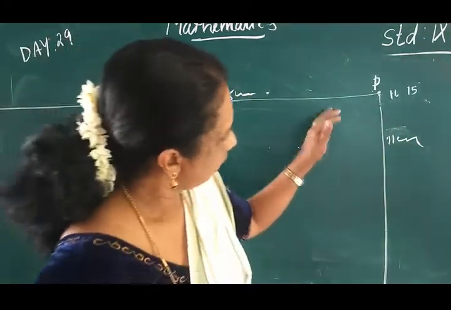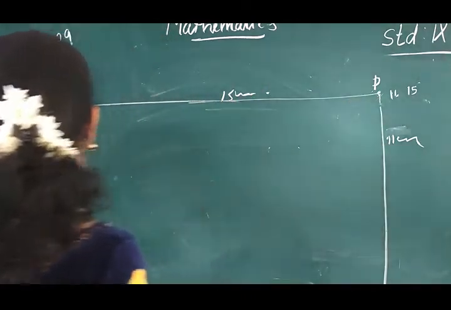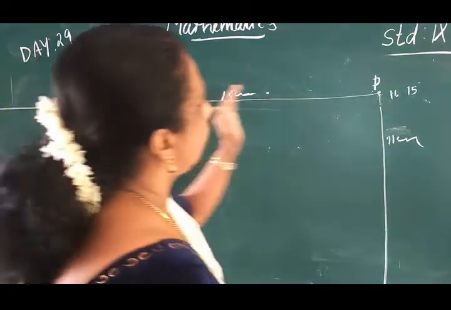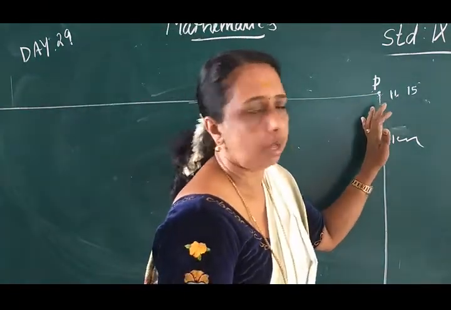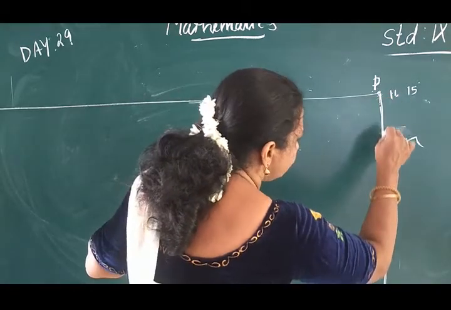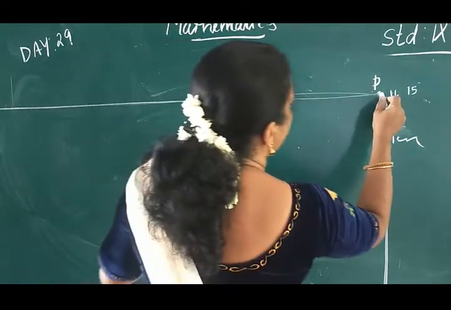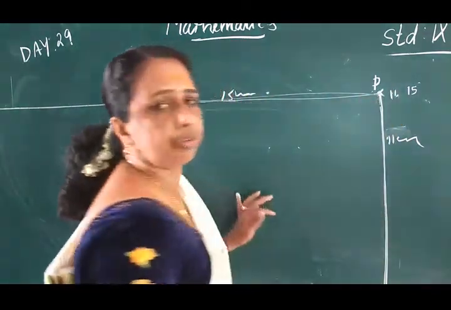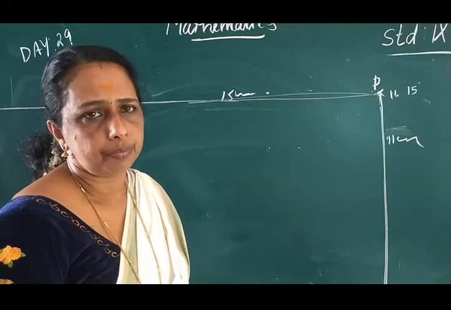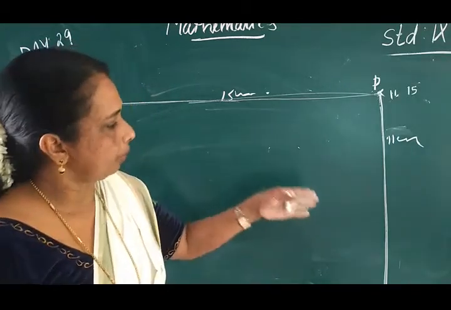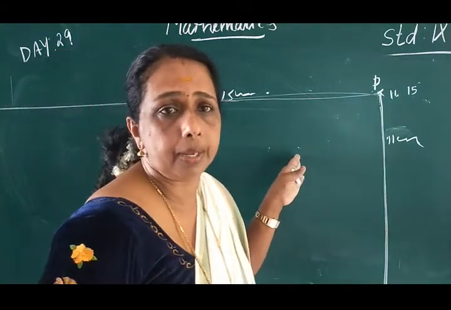Okay, this point is 11 centimeter away from the bottom side of the board, and from the left side of the board the distance of the point is 15 centimeter. Here I am drawing two perpendicular lines. Using these two perpendicular lines we can locate the position of a point in the plane, blackboard or any other plane. So using two perpendicular lines we can locate the correct position of the point in a plane.